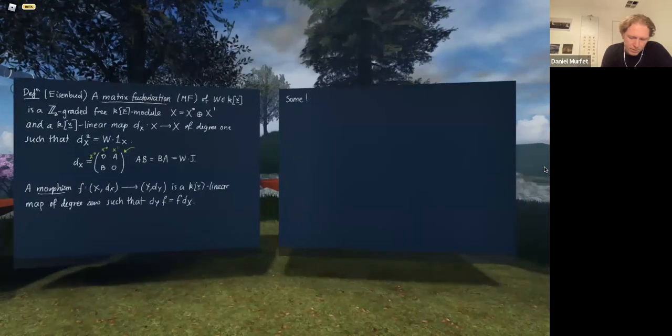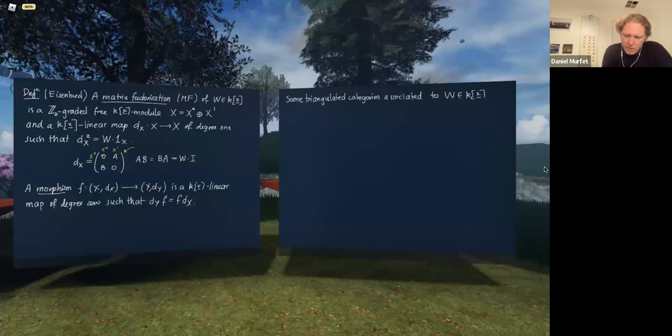Okay, so here are some triangulated categories associated to a potential. The definition, you'll notice, makes sense for any polynomial. I don't need it to be a potential. And similarly for what I'm about to say, you get triangulated categories for any polynomial, but they're well-behaved triangulated categories in some sense. For example, they're Calabi-Yau in the case of potentials.